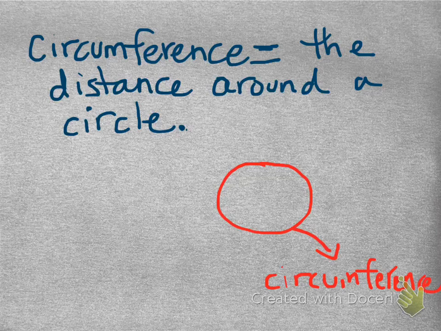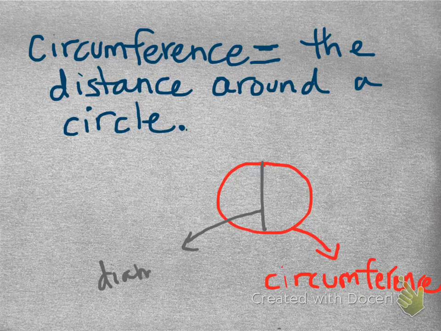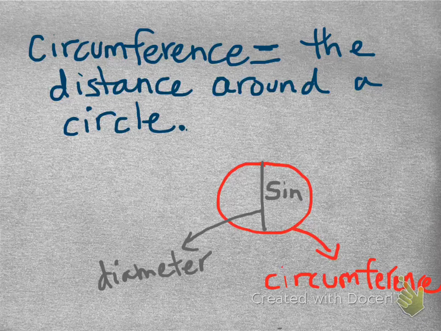Now, in the example here, they're going to ask us to find the circumference if we know the measurement of the diameter. And remember, the diameter goes across the circle. That is what we call the diameter. Now, in the example, if they want us to find the circumference, and we know that the diameter is 5 inches, how do we find the circumference? We're going to use a formula.